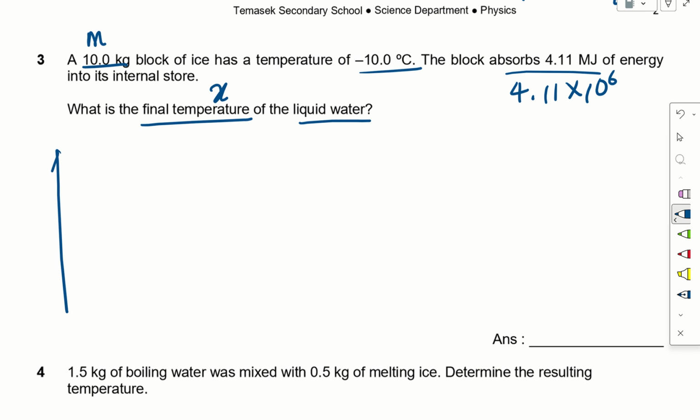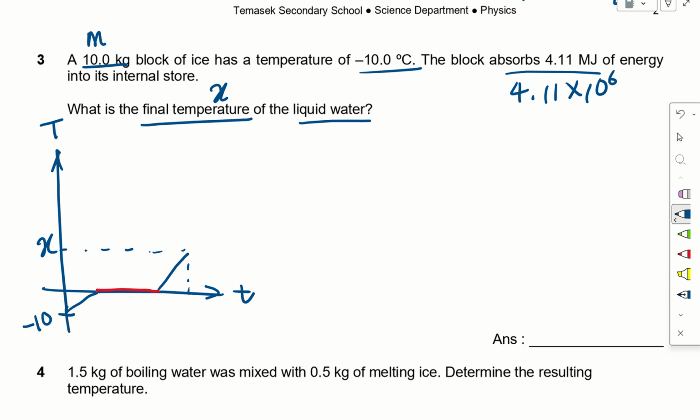So now it is very useful to draw a heating curve. The ice started off from minus 10 degrees. So this is my axis, my temperature versus time. At minus 10 degrees, if I transfer energy to the internal store of the ice, the temperature will increase until it reaches 0 degrees. Then after that, it will start to melt. Only when all the ice has melted will the temperature of the water increase. So this will be my X, and it will occur at a certain time.